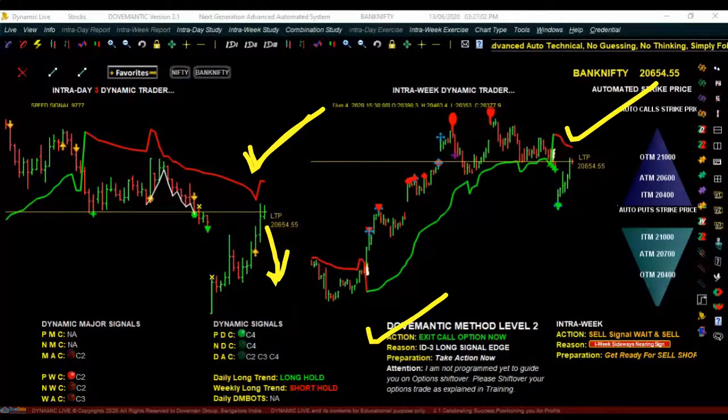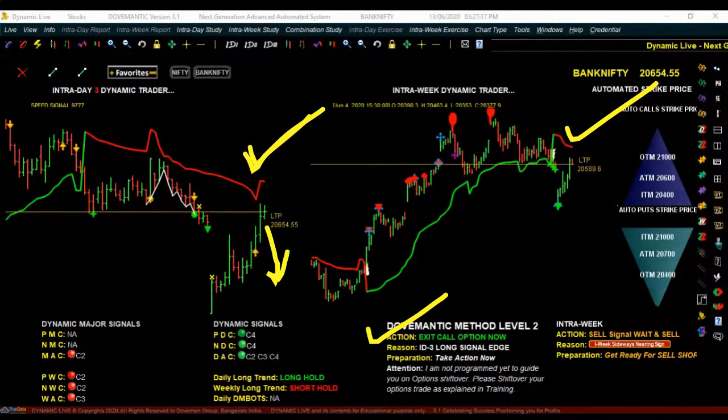They both are supporting you. And at the same time, also check the dynamic system level 2 trading method. As per that positional trading method, if you are holding a short position, it means that is also supporting you. So all three of them are supporting you. So no thinking, no guessing, just go ahead and do the trade.